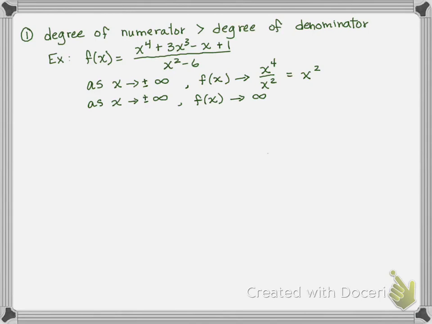So as we move to the left and the right on the graph, our y values just get bigger and bigger and bigger. So this is going to look something like, maybe like, that.